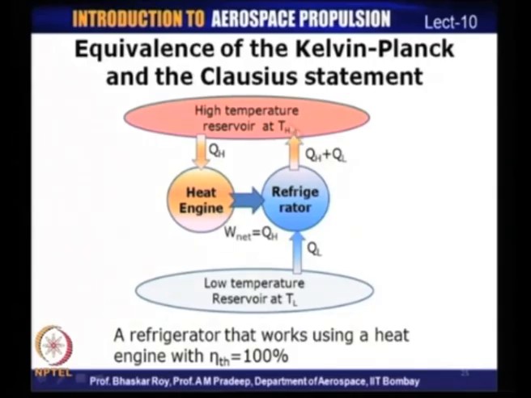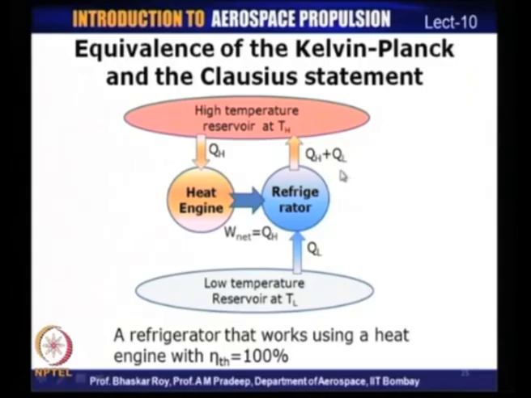So, if you take a closer look at this refrigerator and heat engine combination, what we see is that the high temperature reservoir is receiving a net energy input which is equal to QH plus QL minus QH. That is, the refrigerator receives energy at the rate of QL, and therefore, the high temperature reservoir is receiving heat at a net rate of QH minus QL, which is the heat rejected by the refrigerator, minus the work input which is QH. So, the net heat transferred to the high temperature reservoir is QL.